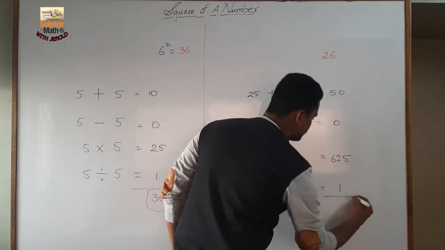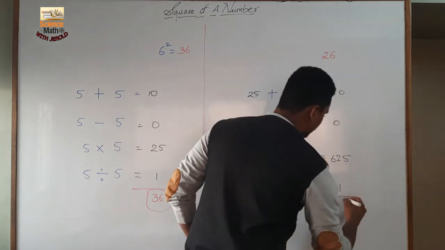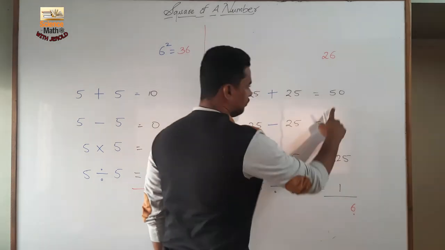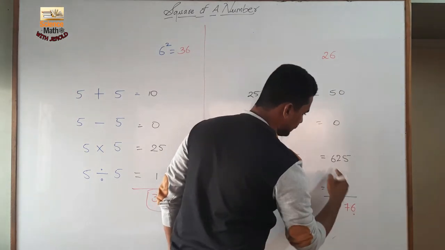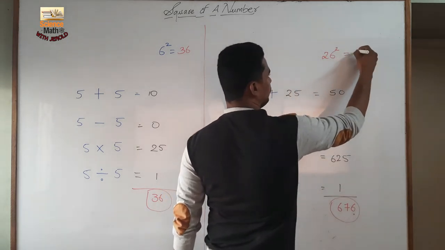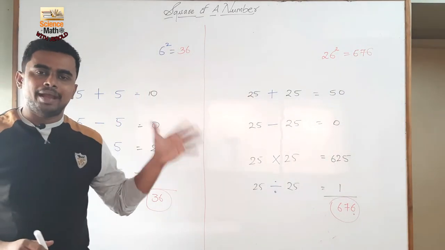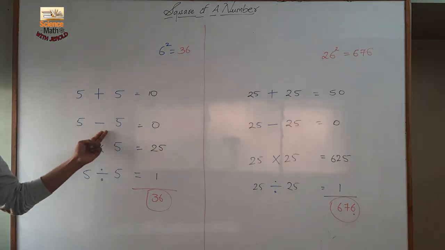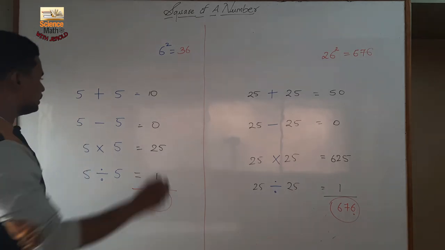Adding all these numbers, let us see what I get. 0 plus 5 plus 1 will give me 6. 5 plus 2 will give me 7. And there is no hundreds place addition, so 6 will be there. And this 676 should be the square of 26. That is how you find the square of numbers by simple addition, subtraction, multiplication and division. This trick is very unique from the previous tricks that we have seen.